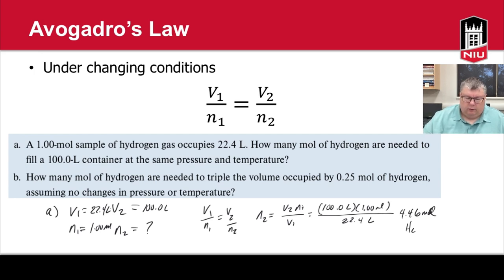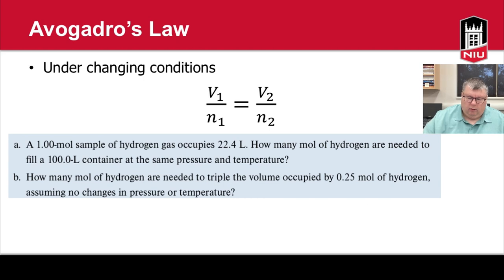We can also do the next problem, part B. How many moles of hydrogen are needed to triple the volume occupied by 0.25 moles of hydrogen, assuming no changes in pressure or temperature? So for part B, we're going to take V1, N1, V2, and N2 again. And how many moles of hydrogen are needed to triple? So we're looking for N2 again.